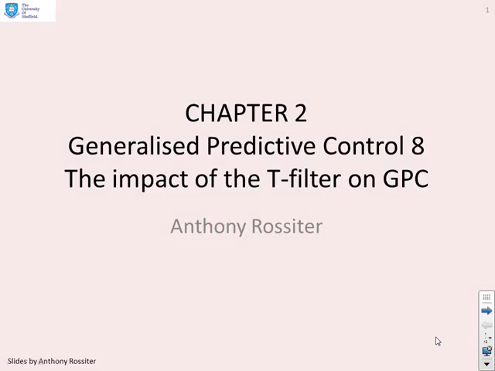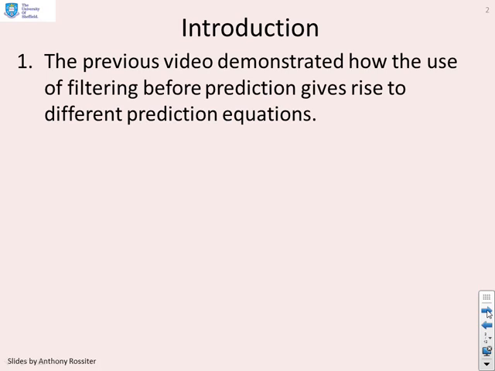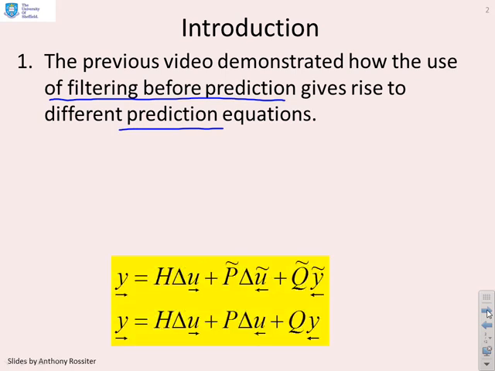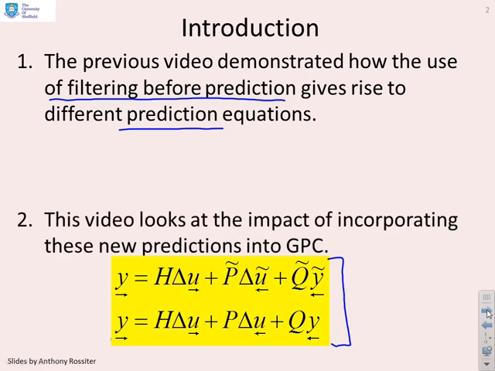This video looks at the impact of adding a T-filter into GPC. The previous video demonstrated how the use of filtering before prediction gives rise to different prediction equations. And here's an example of what we showed. If you use this filtering trick, you basically get p tilde, delta u tilde past instead of p, delta u past, and q tilde, y tilde past instead of q, y past.